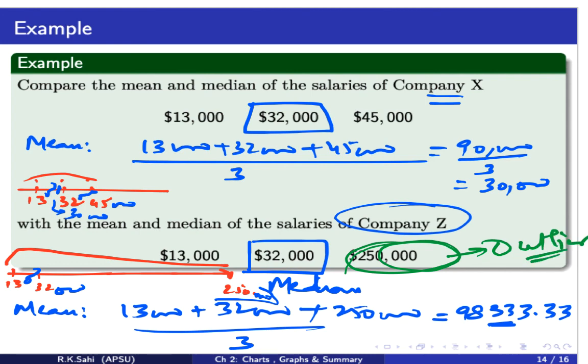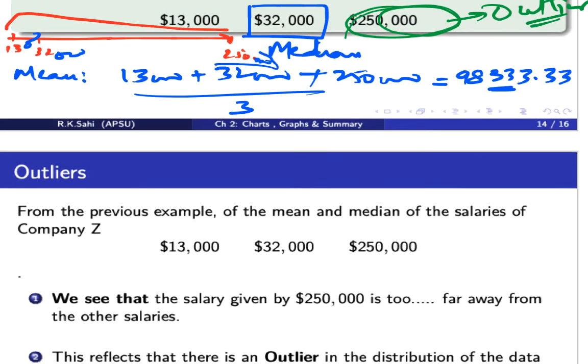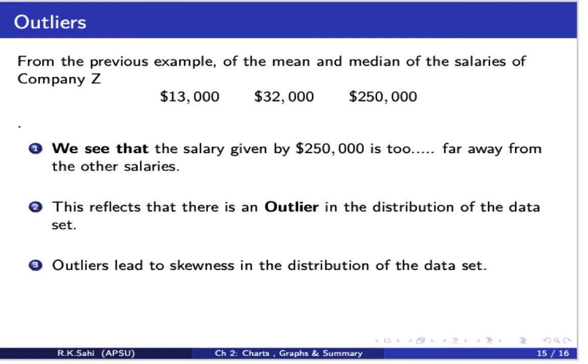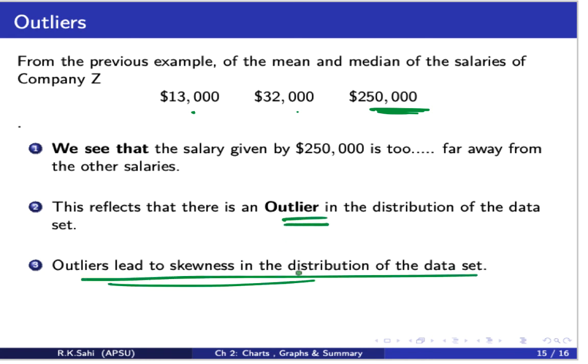So let's talk about outliers. In the previous salary example, 250 is like the salary of a CEO of a company, and the rest are normal salaries. This 250 is going to really pull away the graph. So this is an outlier, and outliers always lead to skewness in the distribution of the data set.